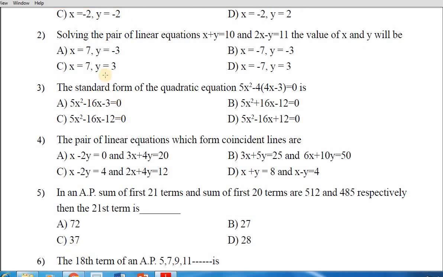Question number 2. Solving the pair of linear equations x plus y equals 10 and 2x minus y equals 11, the value of x and y will be. Here we have to find the values of x and y, children, and two equations have been given. We have to solve by using the elimination method. So plus y and minus y get cancelled. 1x added to 2x, we get 3x. 10 added to 11, we get 21. So 21 divided by 3, we get 7. I mean x value is 7. When x is 7, y value has to be 3. Therefore, for this question, the right answer is option C.